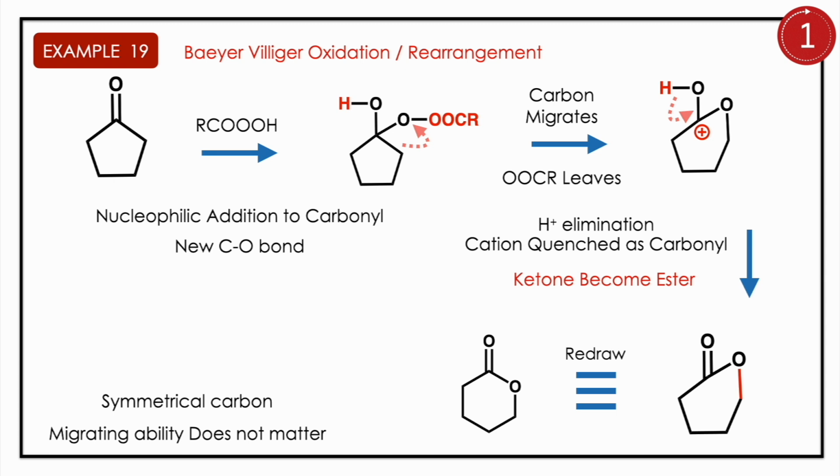So one carbon should migrate. The system is symmetrical. Both carbons are the same. We can migrate anything. The result will be the same. So a carbon migrates. You have a cation near the alcohol. The cation is quenched as a carbonyl by hydrogen elimination. You end up with a carbonyl. So if you redraw nicely, you end up with ring expansion. The concept you have to learn here is that in Baeyer Villiger oxidation, for symmetrical carbons the migrating ability does not matter.